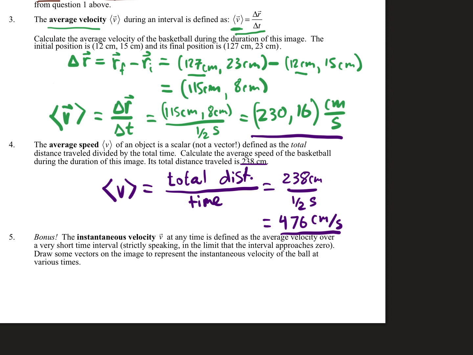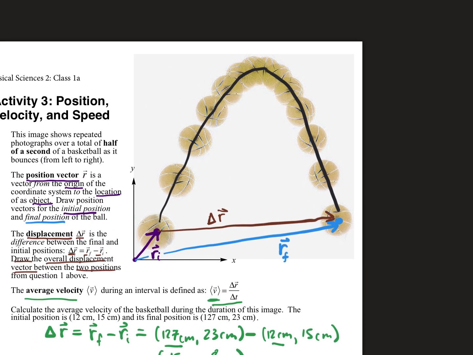So the last thing that we have is the bonus here, looking at the instantaneous velocity. And this is just the velocity at any given moment in that picture. So if you just look at the picture, the instantaneous velocity, say, and I'll do this in green, for, say, the ball right here is going to be in the direction that it's moving. And since the ball is further apart from one picture to the next, we know it's moving faster. So instantaneous velocity would look like that there.